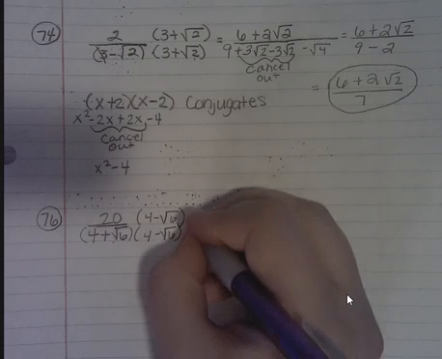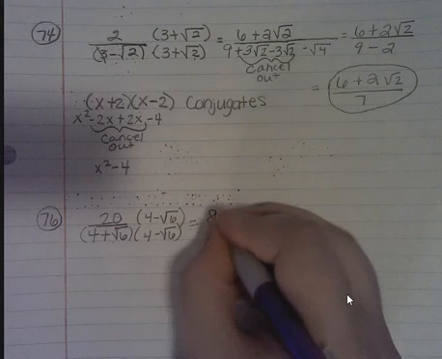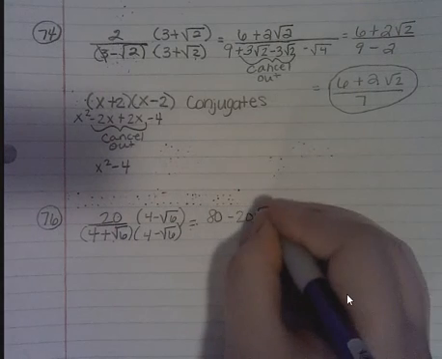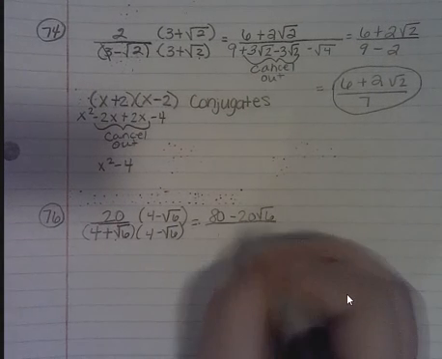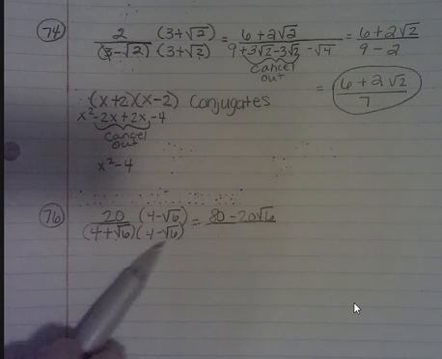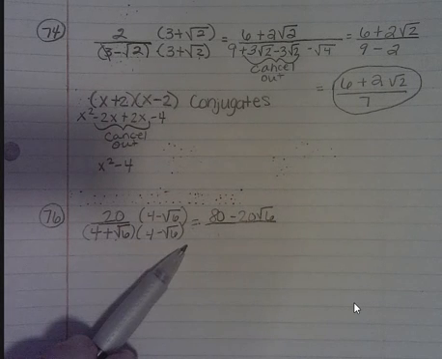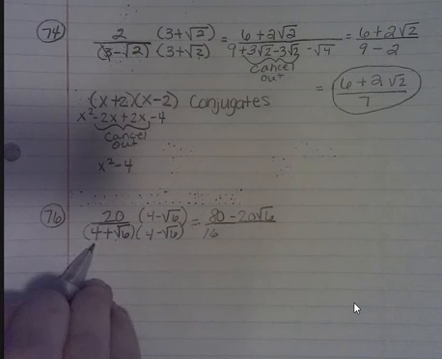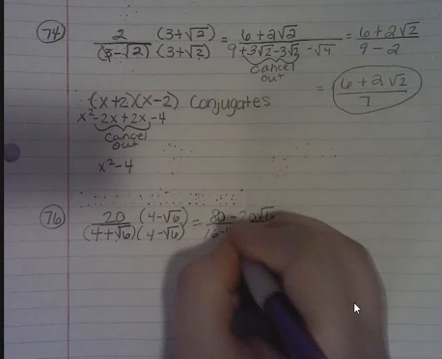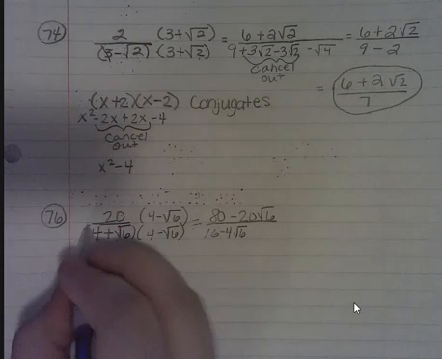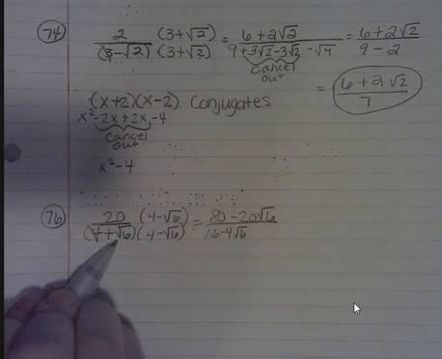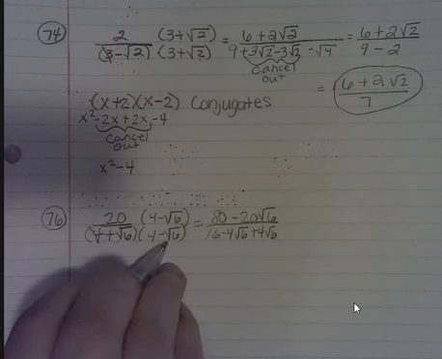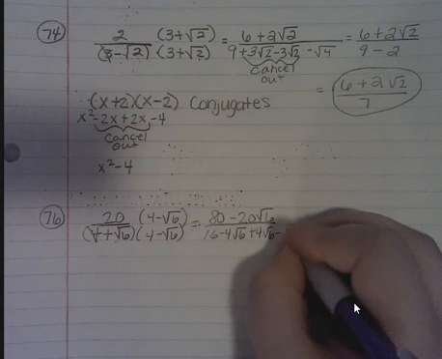What I do to the denominator, I have to do to that numerator. So that will give me 20 times 4 is 80. 20 times negative square root of 6 is negative 20 square root of 6 over. Now I'm going to multiply my 4 times everything in this parentheses and my square root of 6 times everything in this parentheses. So 4 times 4 is 16. 4 times negative square root of 6 is negative 4 square root of 6. Done with that 4. I've multiplied it by everything. Now I'm going to multiply the square root of 6 times 4, which is 4 square root of 6. Then I'm going to multiply the square root of 6 times negative square root of 6, which is negative square root of 36.